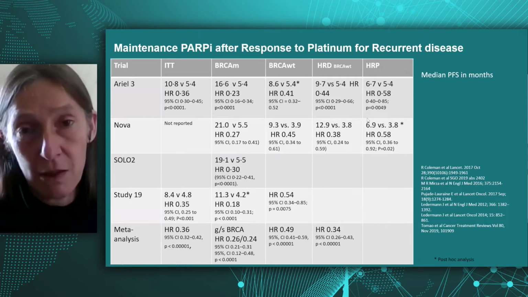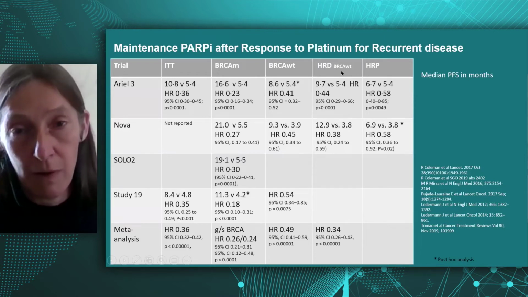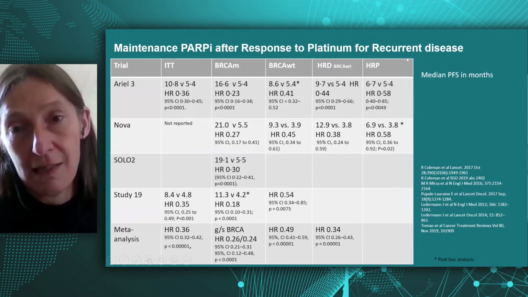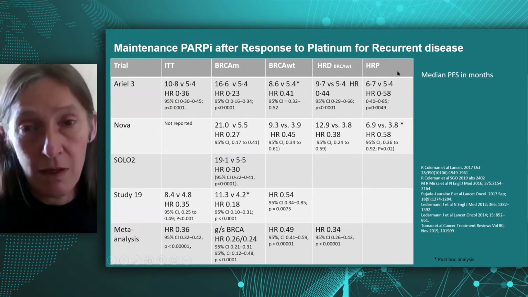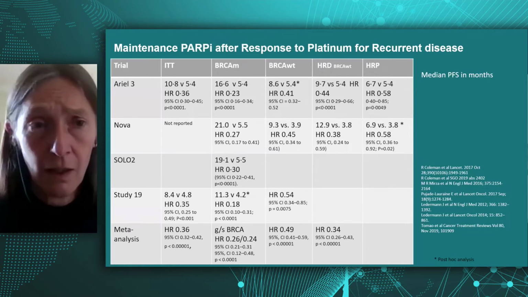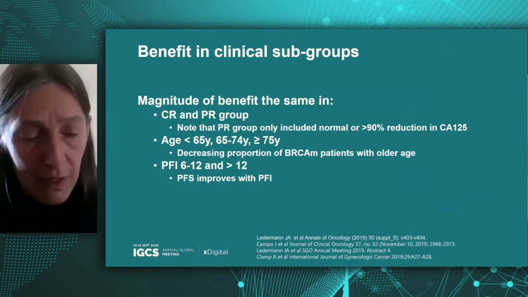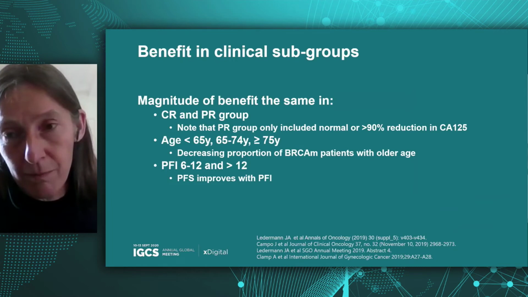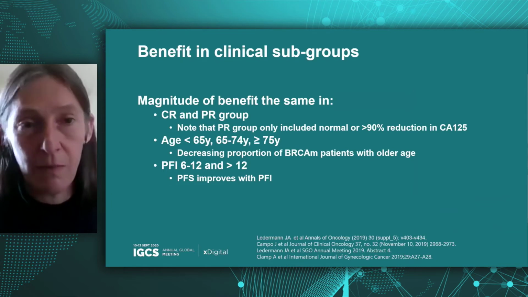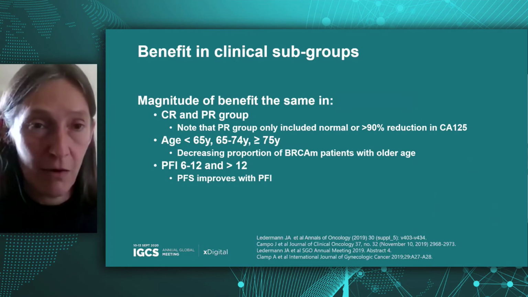Had we had the additional information of an HRD test, well, then we might be able to tell her that she would be more likely to benefit. But as in the first line setting, we do see a benefit in so-called HR proficient tumours. So we can't really distinguish on the basis of a molecular test, are there any clinical groups that may or may not benefit? And really the answer is no.